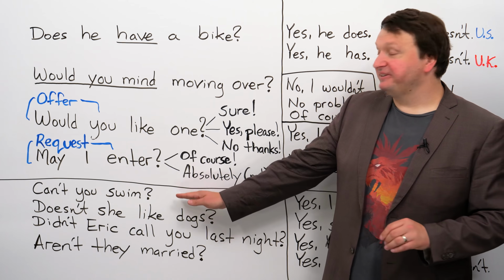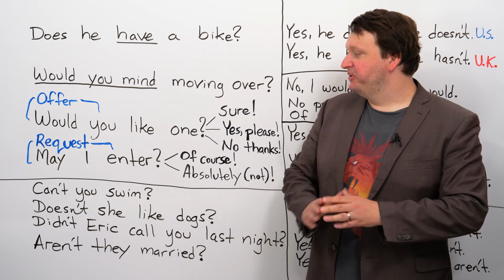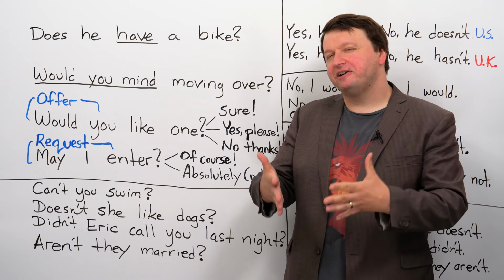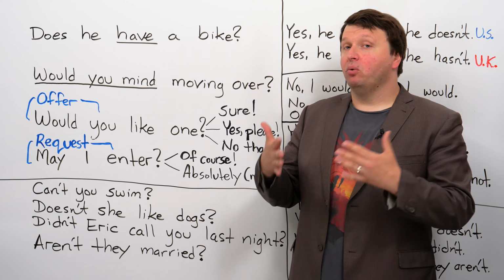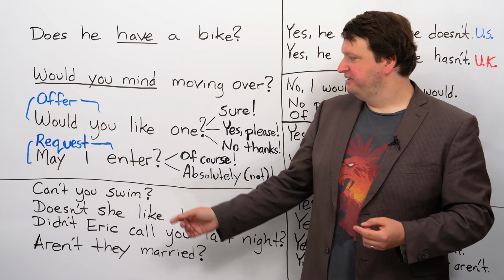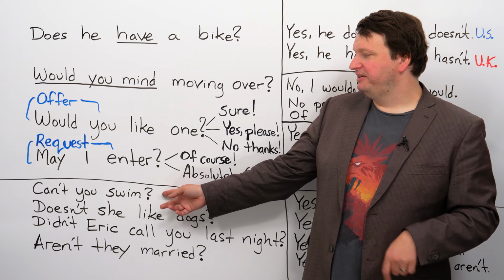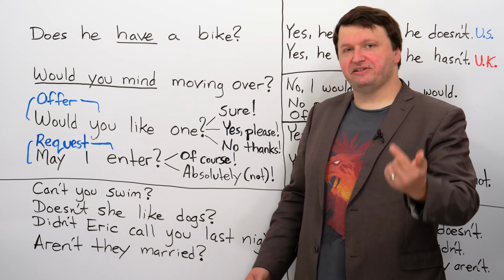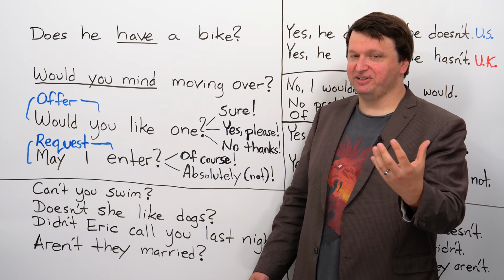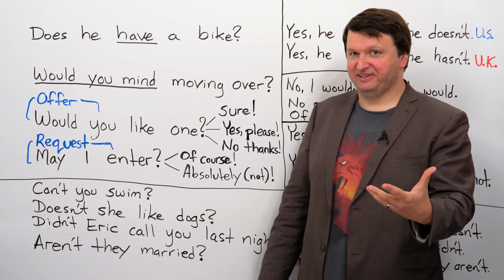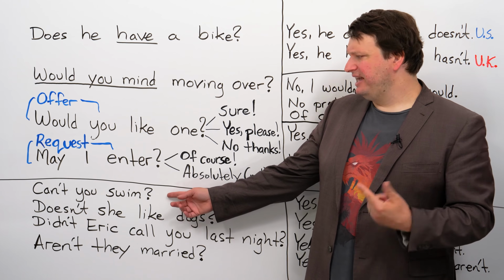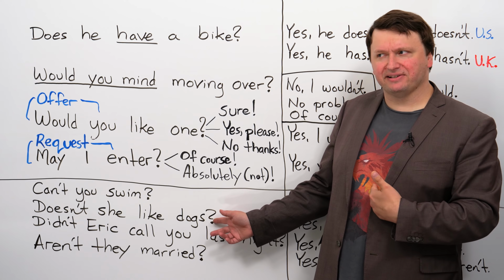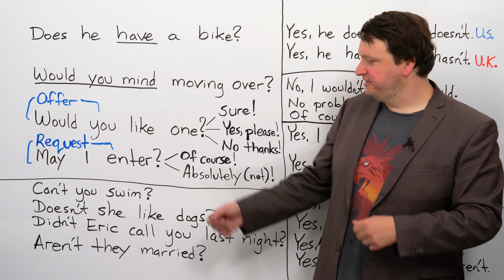Good. Finally, negative questions. The purpose of a negative question is you want to confirm with the person whether what you think is correct. So let me give you an example of what I mean. Can't you swim? So you are expecting the answer to be yes in a negative question. And maybe you're surprised that the person can't swim. So, can't you swim? Doesn't she like dogs? I think she likes dogs. Wait, doesn't she like dogs?